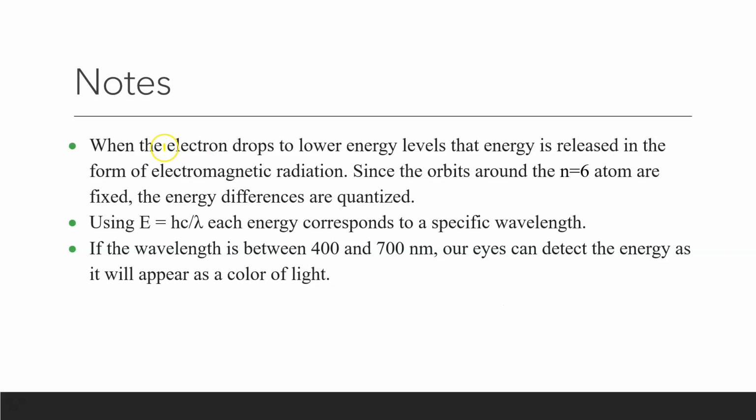When the electron drops to a lower energy level, energy is released in the form of electromagnetic radiation. And since the orbits around the atom, like n = 6 that's close to the edge of the atom, are fixed, the energy differences are quantized.